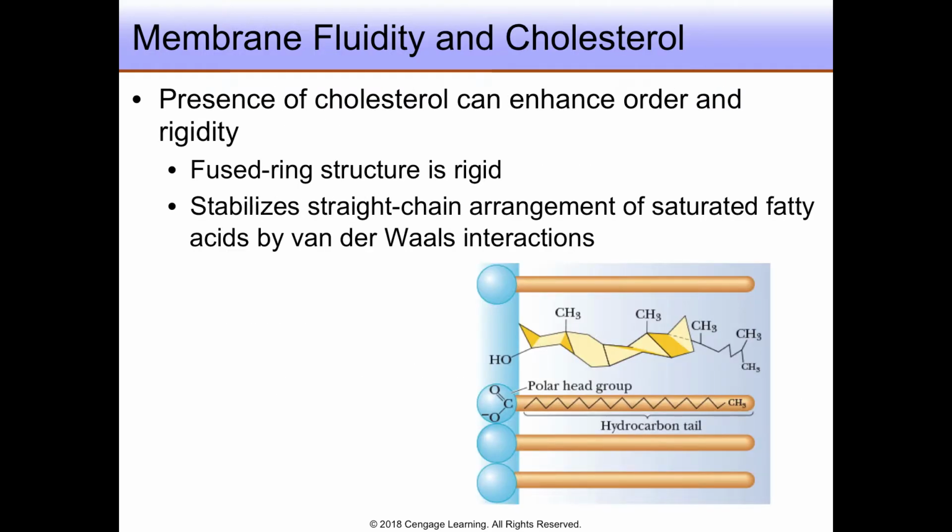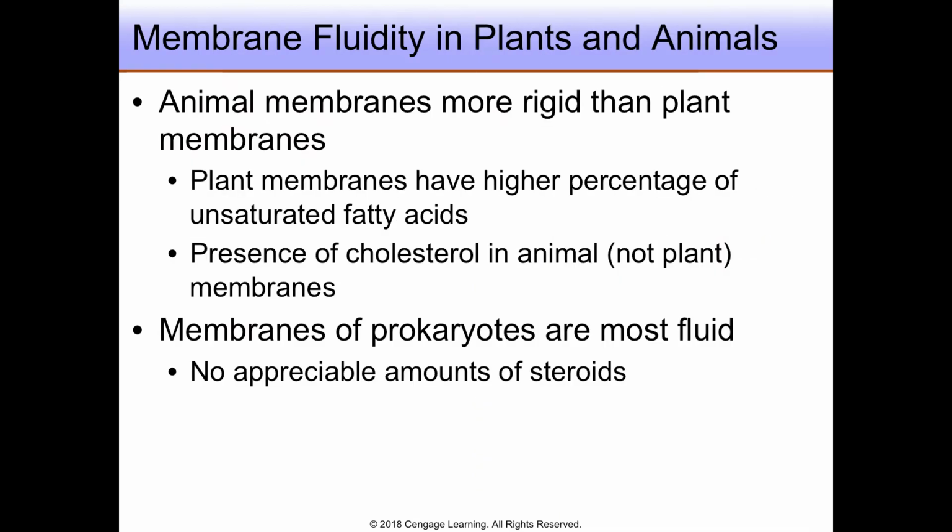The presence of cholesterol can also influence the fluidity of membranes. As considered previously, and as illustrated here, the fused ring structure of cholesterol is very rigid. It serves to stabilize the straight chain arrangement of the fatty acid tails. This increases the effect of the van der Waals interactions and leads to a more rigid membrane structure.